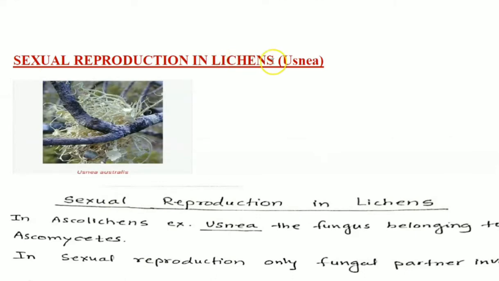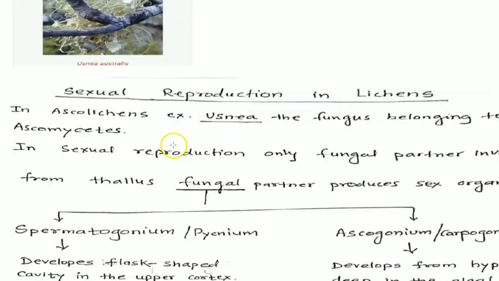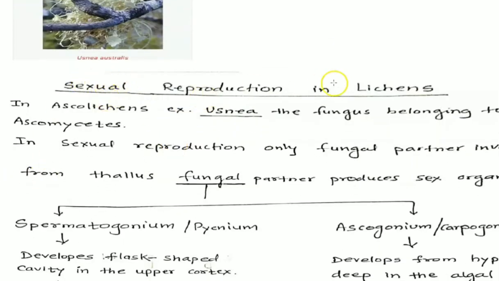Then sexual reproduction in lichens, example Usnea. Here we consider Usnea. Usnea is an ascolichen. The fungal partner is from the ascomycetes. So sexual reproduction in Usnea: in ascolichens, example Usnea, the fungus belongs to the ascomycetes. In sexual reproduction only the fungal partner is involved.